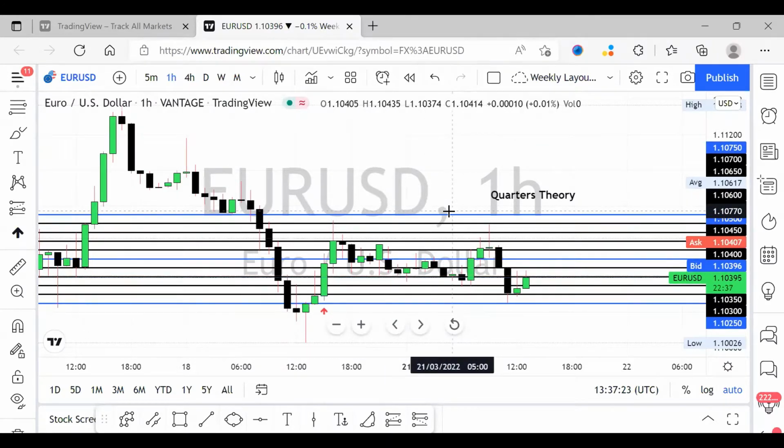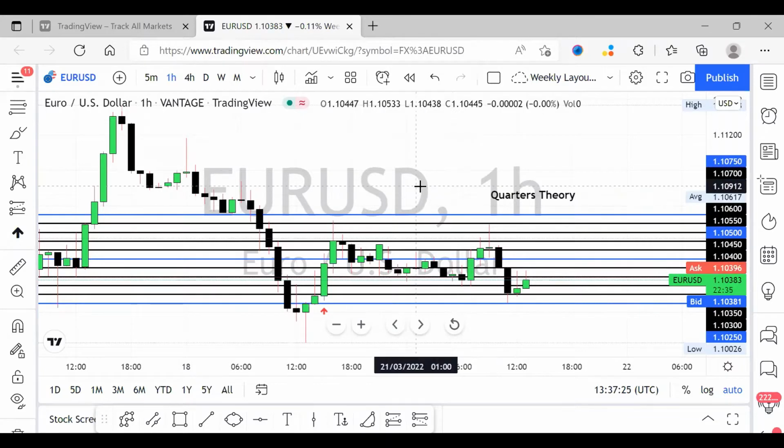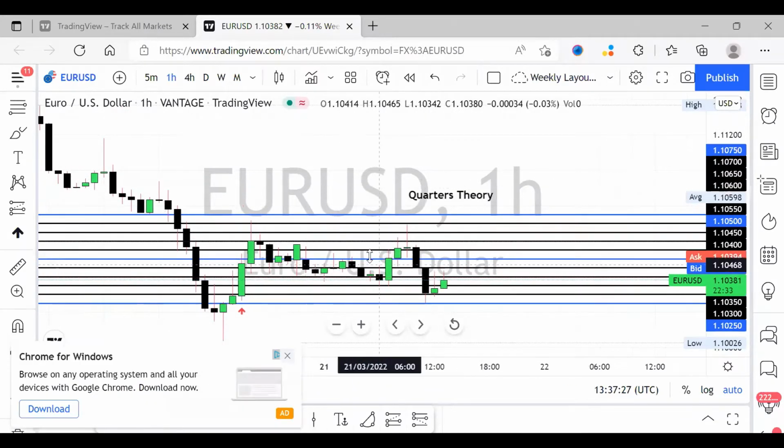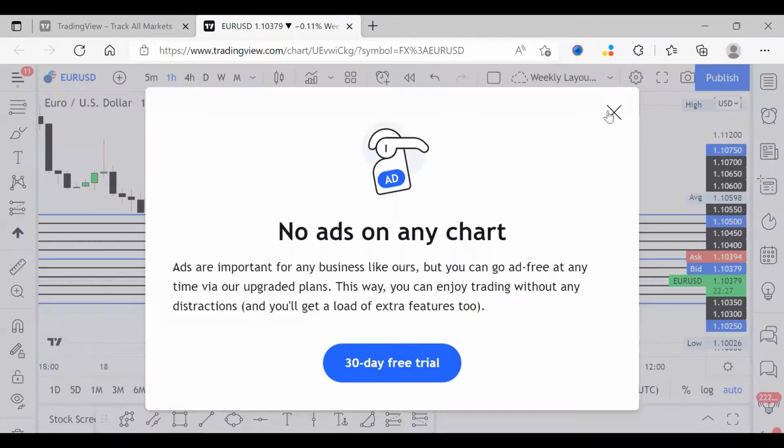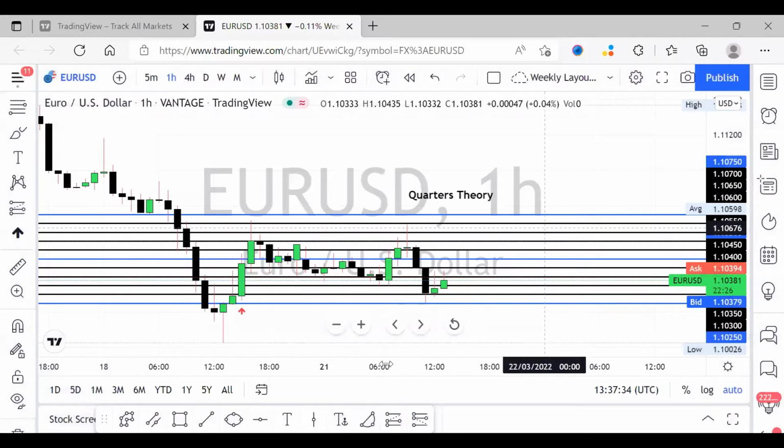So quarters theory is all about the price. It's all about the price. So if you want to know where the price is at, you follow the quarters theory. Okay, is everybody getting what I'm trying to explain to you here?